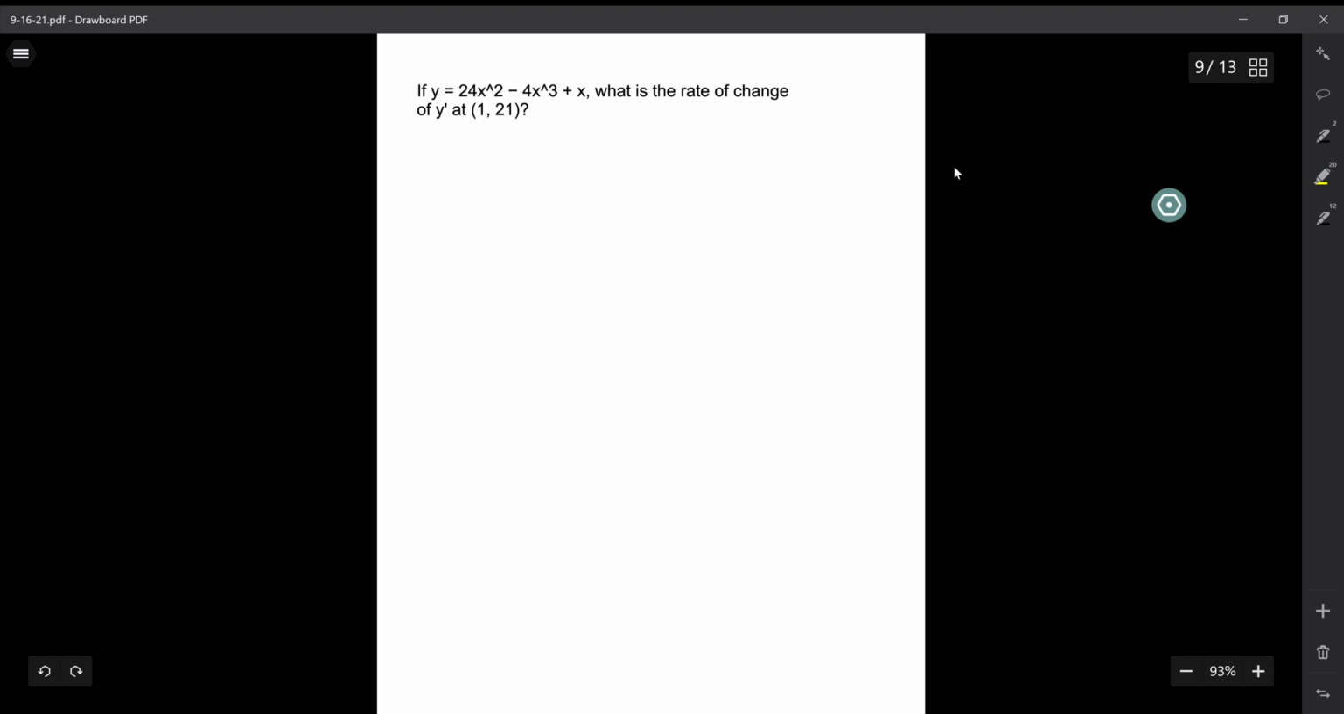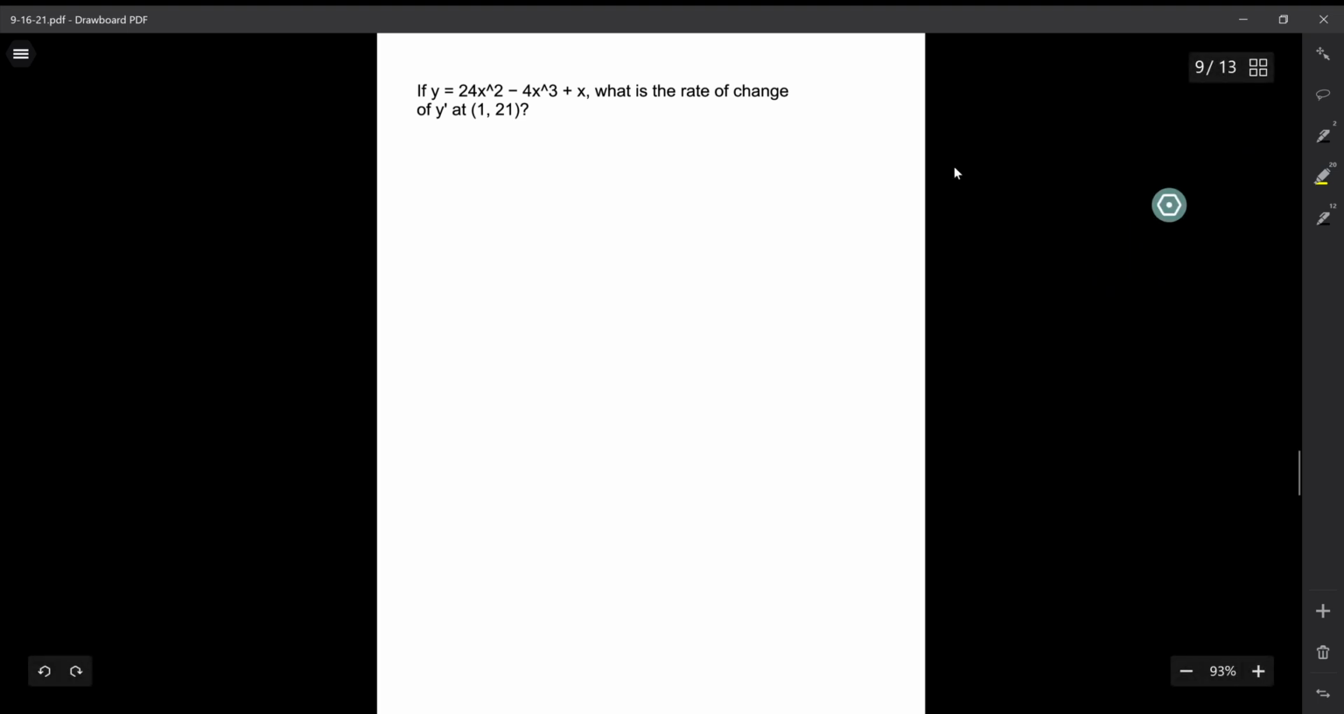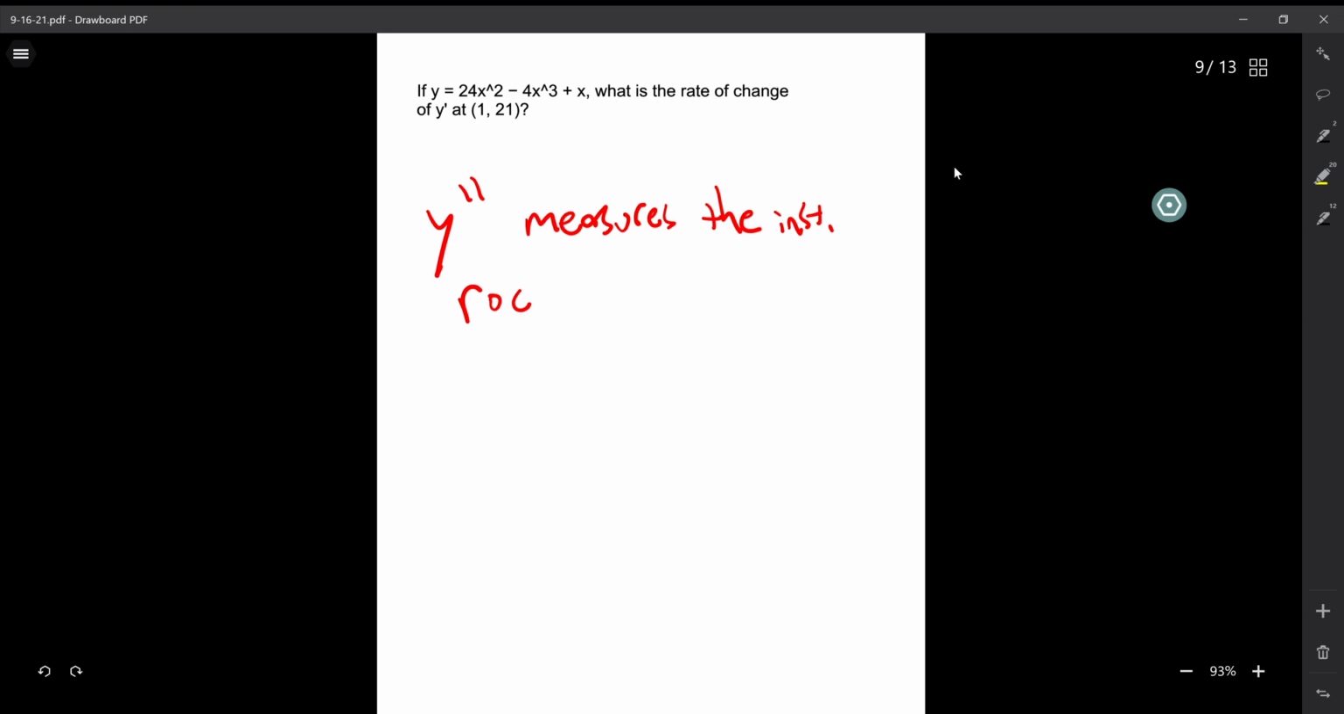Now, what I want to start with is this observation right here. In fact, I'm going to put it in red because it's important. y double prime measures the instantaneous rate of change of y prime.